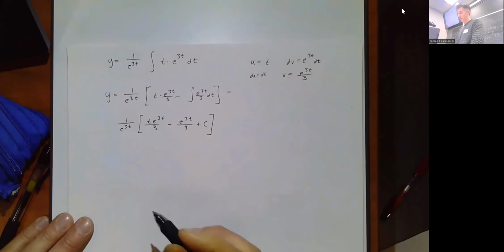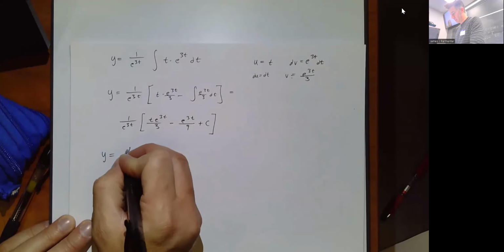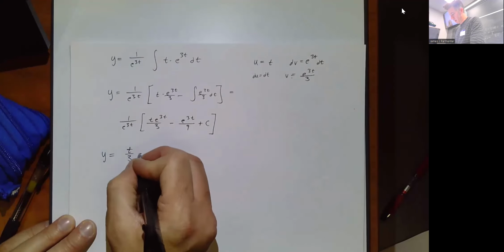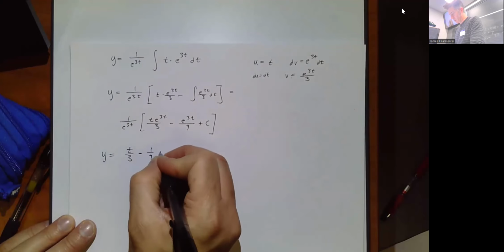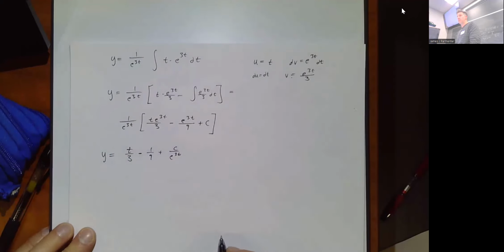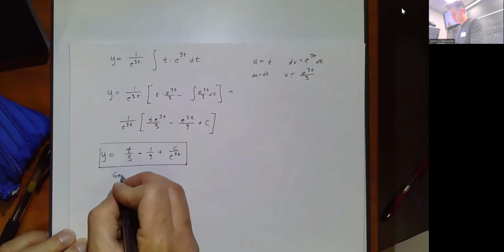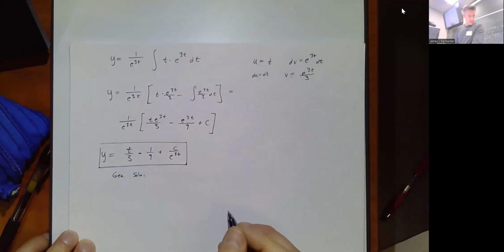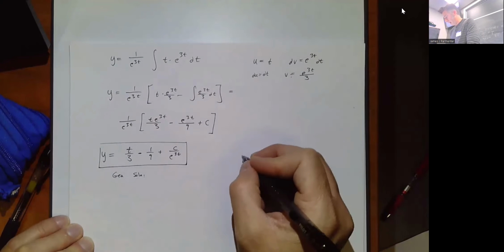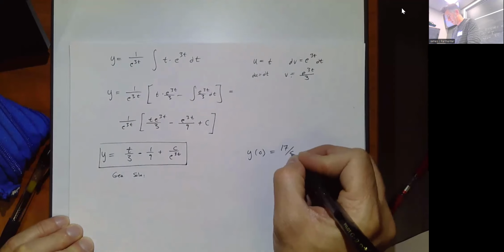I'm more a fan of multiplying it out and writing it as y equal to t divided by 3 minus 1/9 plus c divided by e to the 3t. Perfectly acceptable to write it either way. Let's throw on an extra little thing here. So this is our general solution. Well, let's say we had an initial condition. Let's say we know that y at time 0 is equal to 17/9.